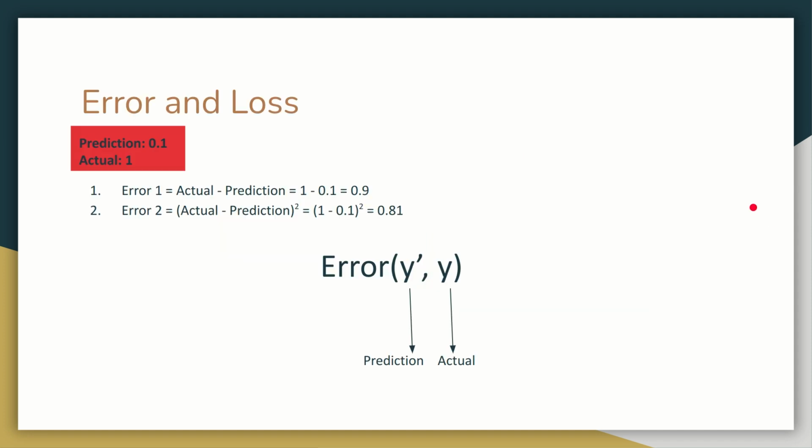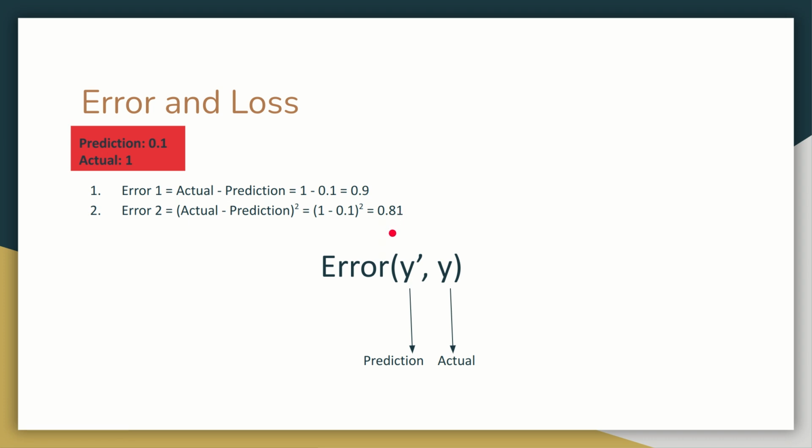So what we can do is the error calculation over here. There are multiple ways to do the error calculation. One very simple error calculation is to take the difference between the actual value and the predicted value. So the actual value is 1, the predicted value is 0.1, so the difference is 0.9. This is one way of calculating error. Another way of calculating the error could be to take the square of this error. So in this case, this value will be 0.81. In this way, there could be many ways to calculate the error.